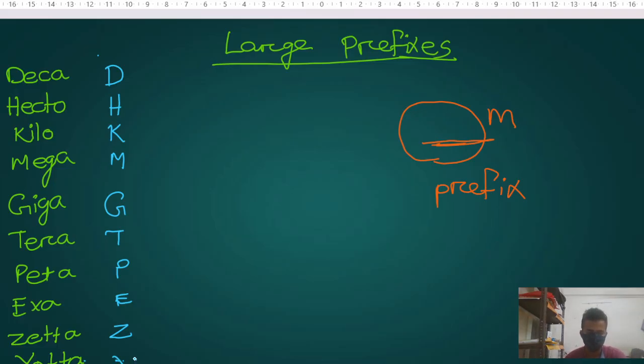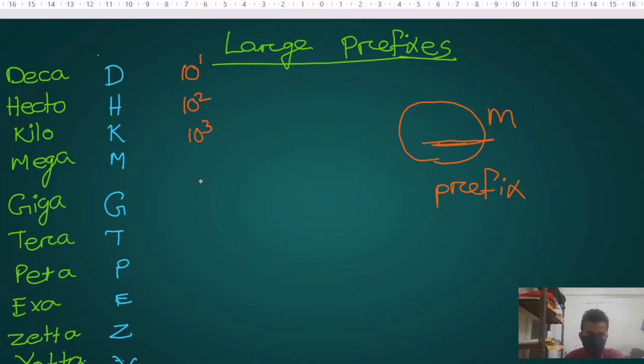That is iota. For deca, the value is 10 to the power 1. The value of hecto is 10 to the power 2. Kilo is 10 to the power 3.